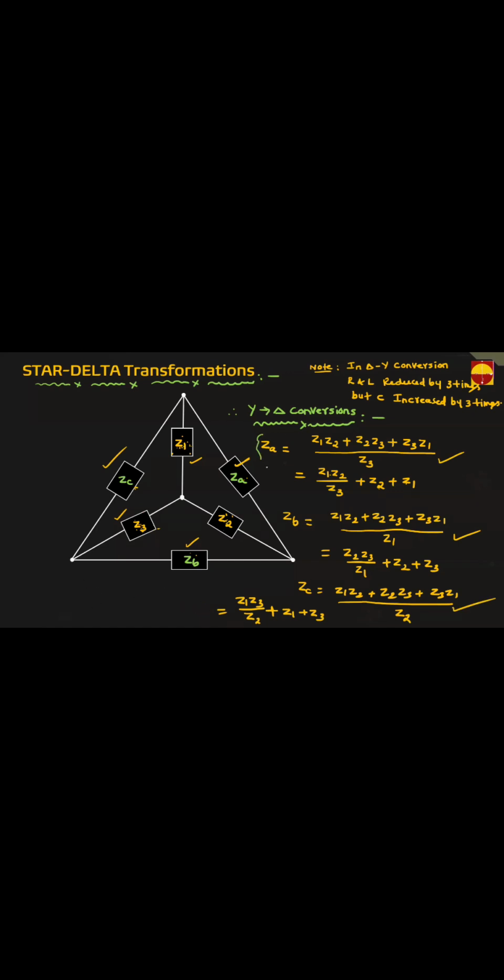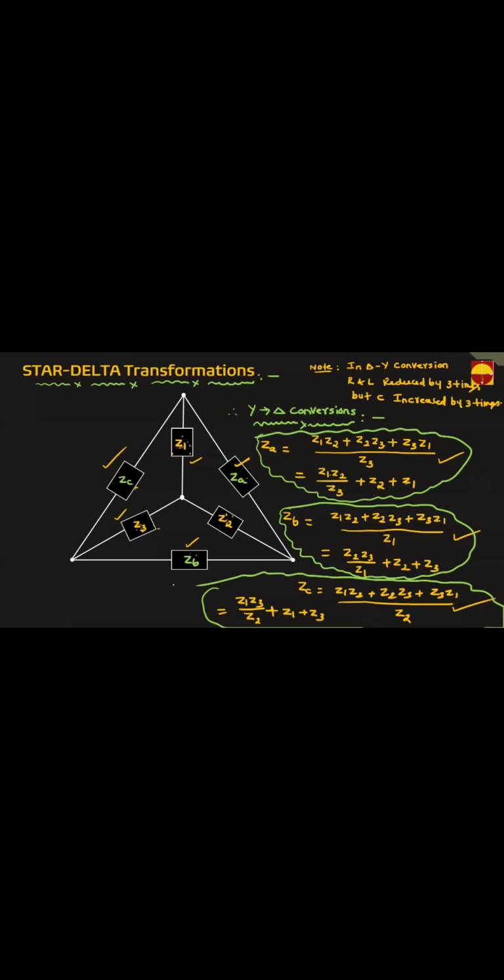This is the ZA calculation; remember either this formula or this one. And this is the ZB formula, and remember this as the ZC formula. ZA, ZB, ZC. Now we have to apply these formulas for resistors, inductors, and capacitors in star to delta conversion. First I am applying for resistors.